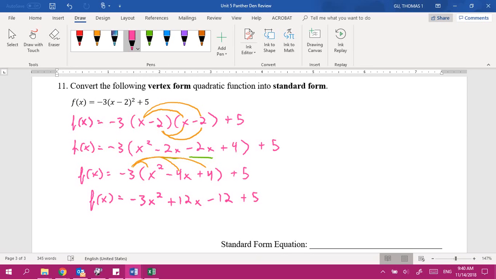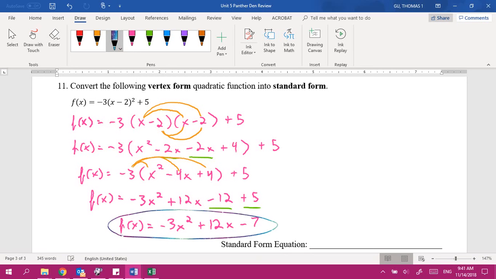And so now we're just at our final step. What do we need to do? Combine like terms. What are our like terms here? -12 and 5. So what's my final answer going to be? What's -12 plus 5? -7, that's right. And this is your final answer. F of x equals -3x squared plus 12x minus 7. And we're done.